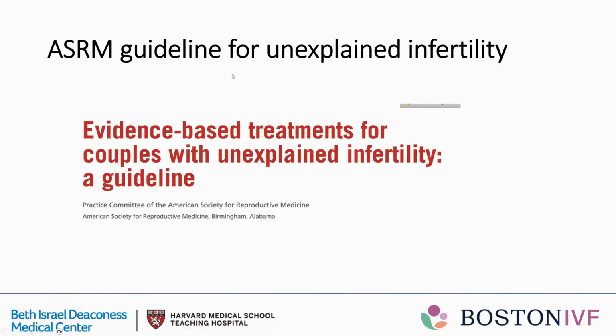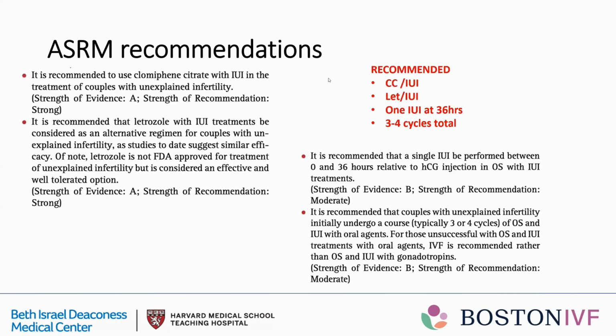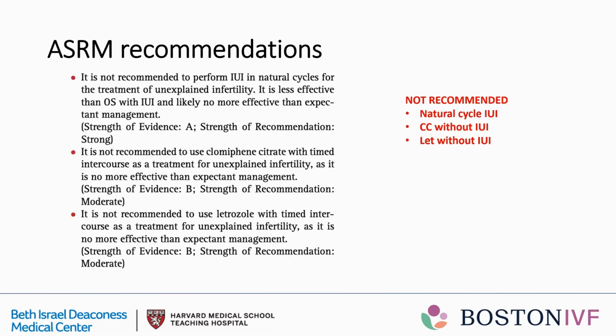ASRM has a guideline for the treatment of unexplained infertility. And in summary, what they recommend for patients with unexplained infertility is you can do Clomid IUI, you can do Letrozole IUI, and this would be one IUI done at 36 hours after the LH surge. And usually they recommend 3 to 4 cycles total. What they do not recommend for couples with unexplained infertility is a natural cycle IUI, or Clomid or Letrozole without the IUI.